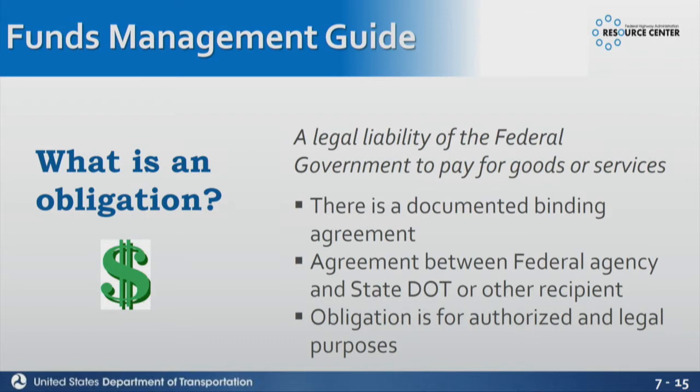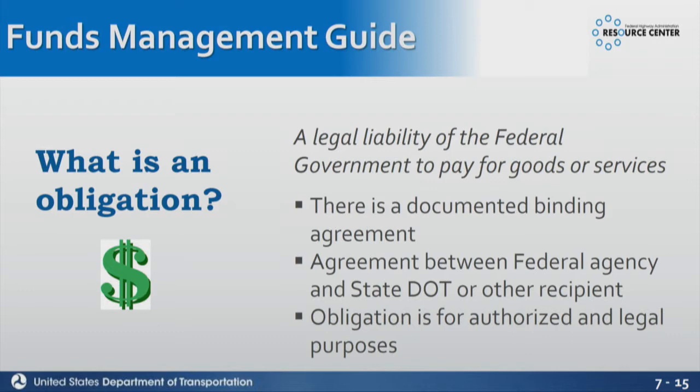Once again, an obligation is the legal liability for the federal government to pay for goods and services. There's no commitment of the federal government if we don't have an obligation. We have to have a documented binding agreement, which is the FMIS agreement. The agreement has to be between a federal agency and the state DOT or another recipient. But for the most part, for Federal Highway Administration, the state DOTs are our only recipient. We really don't give direct funding, especially federal aid dollars, to any recipient other than the state DOT.